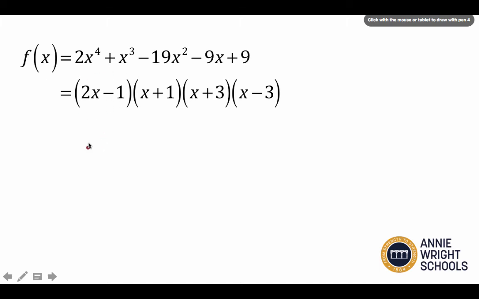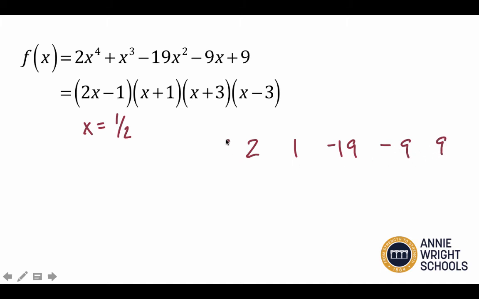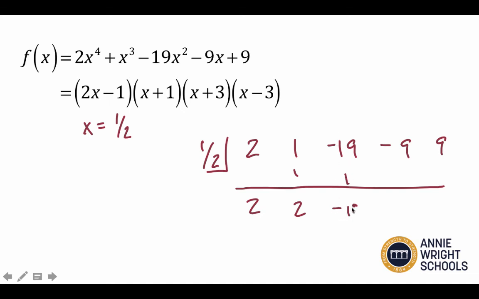If you look at this linear factor, this gives you an x equals 0 of positive 1/2. If you had used synthetic division here, 2, 1, negative 19, negative 9, and 9, the value of x that makes this 0 is 1/2. So when you do division here with a 1/2, that's fine. Drop the 2, multiply by 1/2, get 1, multiply, get 2. Multiply by 1/2, get 1, add them up, get negative 18. Multiply by 1/2, get negative 9, add them up, get negative 18. Multiply by 1/2 and get negative 9, add them up and get 0.